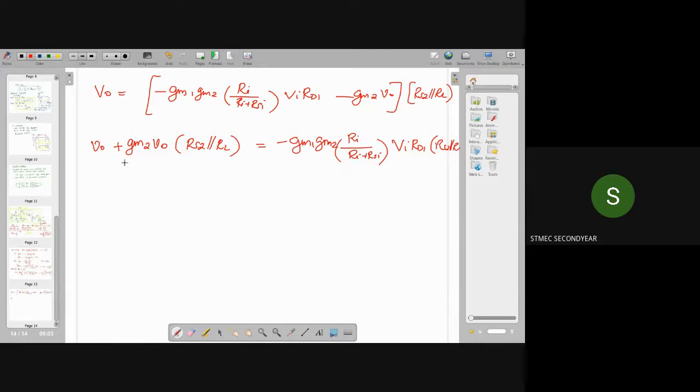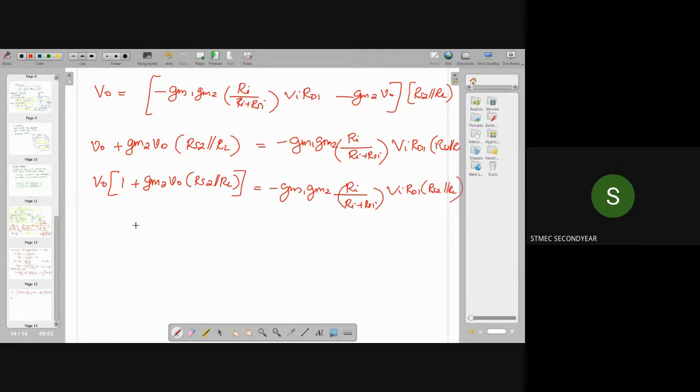Okay. Now here you can take V out common, this 1 plus GM2 into V naught into Rs2 parallel RL is equal to minus GM1 into GM2 into Ri divided by Ri plus Rsi into Vi into Rd1 into Rs2 parallel RL.